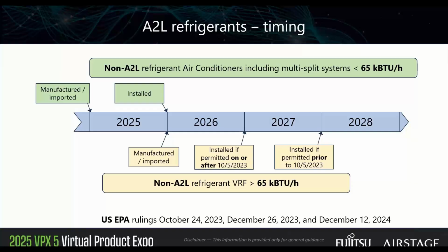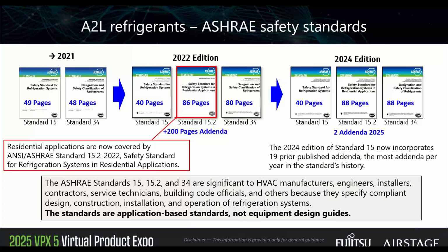In the next slide, we will see how safety is addressed by ASHRAE. Until 2021, there were 2 standards regarding refrigerants and safety, Standard 15 and 34. They were old, more than 100 years old, and you could tell when you read them, they were difficult to understand and read sometimes.